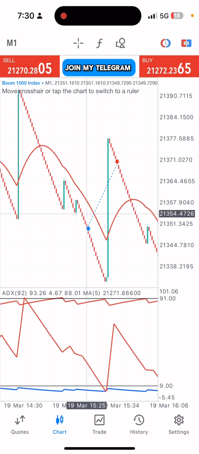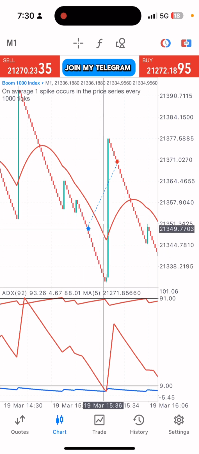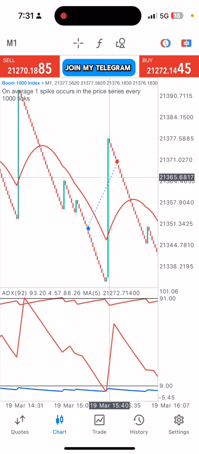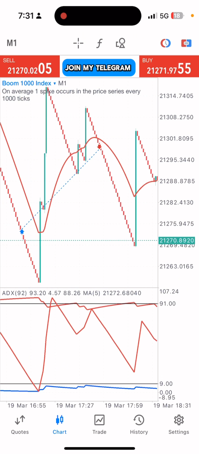Take a look at this point as well. I bought here, I took profit here. All right, I needed that first spike. All right, so you see that the strategy works perfectly. I just share with you guys right now that this strategy works.